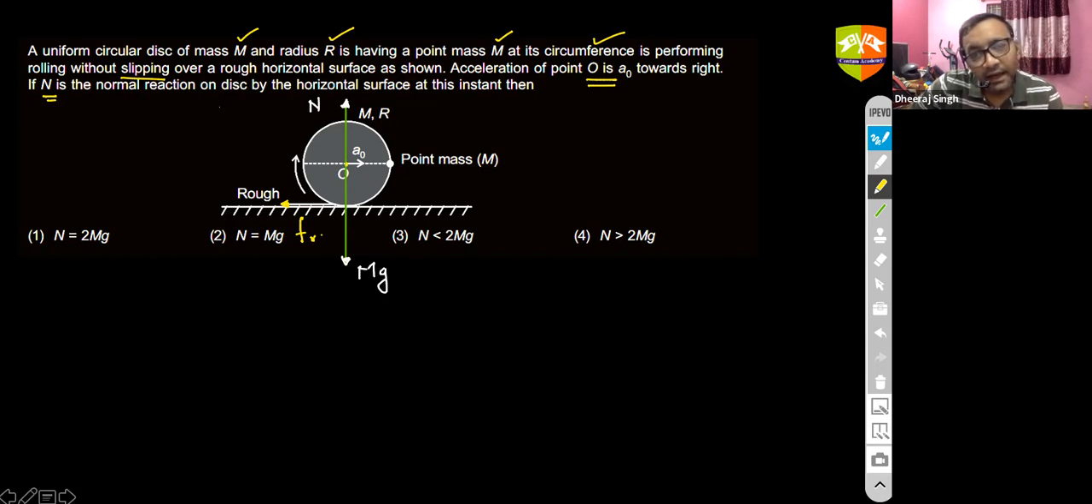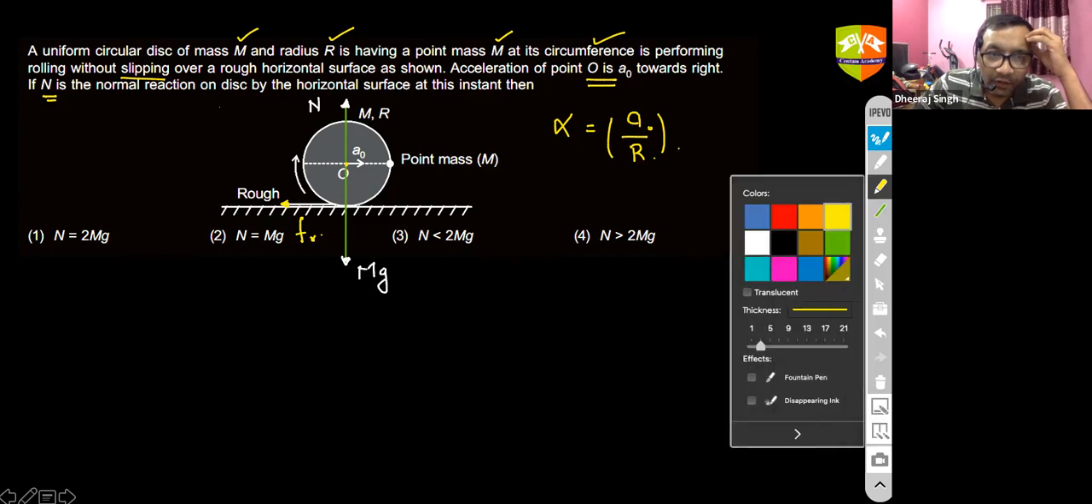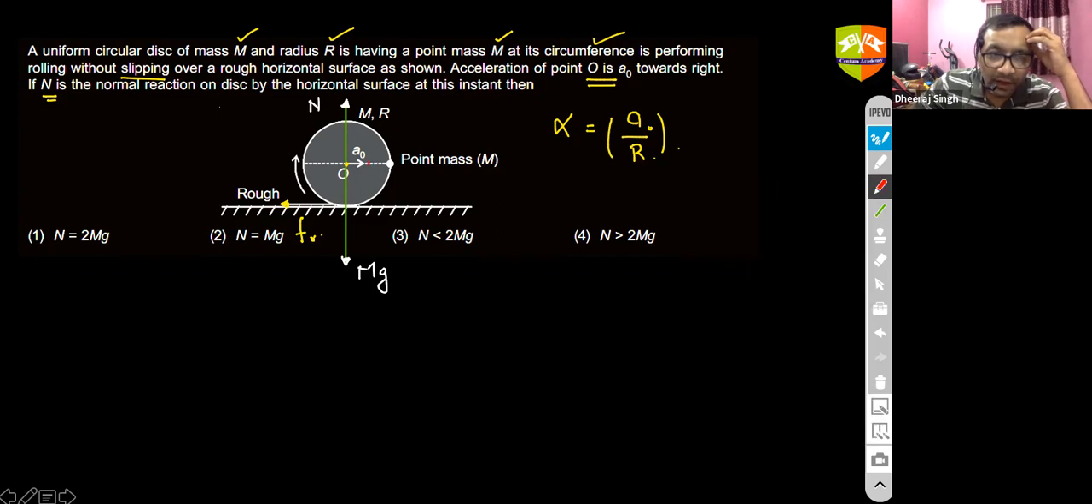Is the center of mass accelerating in the vertical direction? Alpha is a naught by r or not? It is pure rolling. Where is the center of mass, by the way? The center of mass is here in the middle, r by 2 distance away, right? So all of you, do you agree that it will have a tangential acceleration in the downward direction, which is alpha into r by 2, and this way the acceleration is a naught? Do you all agree? Type in.